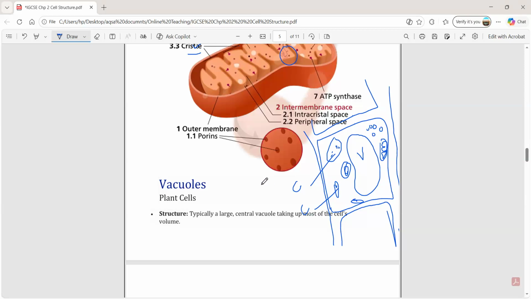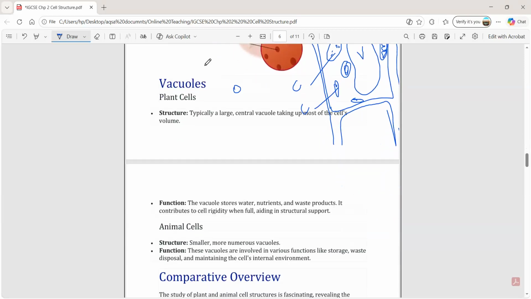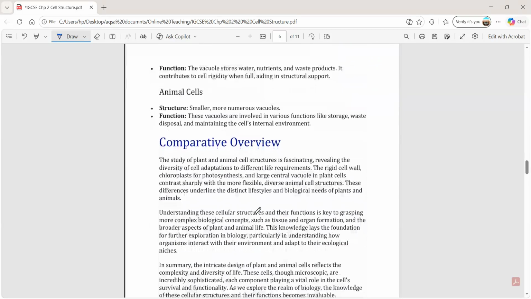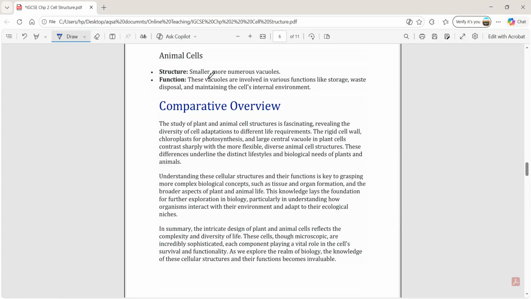Okay, the animal cell, they also have a structure like the vacuole, but we cannot say that is the vacuole. This is a very tiny structure. We call them as vesicles, okay, that contain the waste material. So the function of the vacuole is they store the water, nutrients, and the waste products, and it contributes to the cell rigidity, giving structure and support. Animal cells have very small vacuoles, okay, but we call them as what? Vesicles.